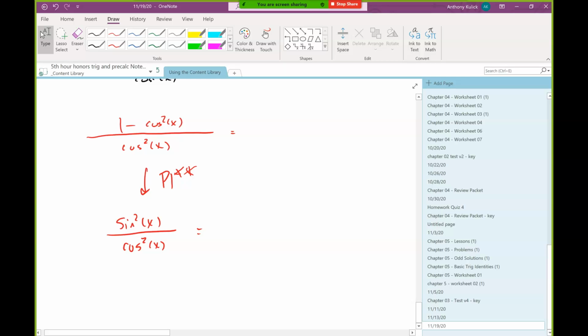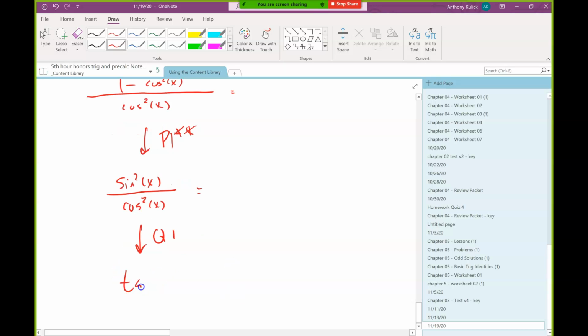So that gets me to a single term in my numerator, which is better than 2 terms. And then I recognize, oh, sine over cosine, that was one of the quotient identities. Sine over cosine is equal to tangent. So sine squared over cosine squared must be tangent squared, which is what I was trying to get to. So I'm done. That one maybe looked a little worse than it actually was.